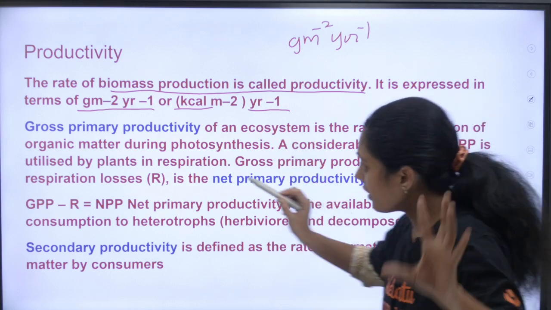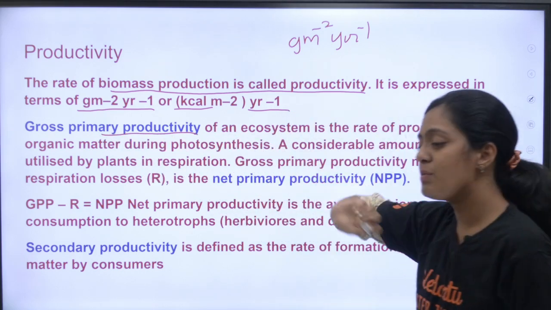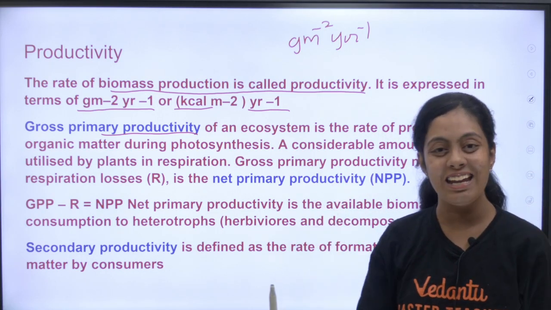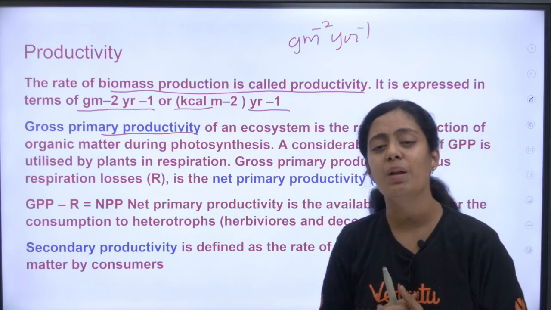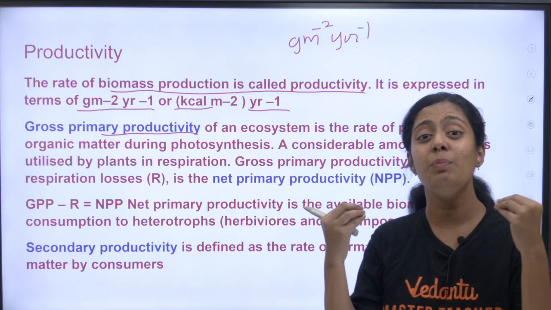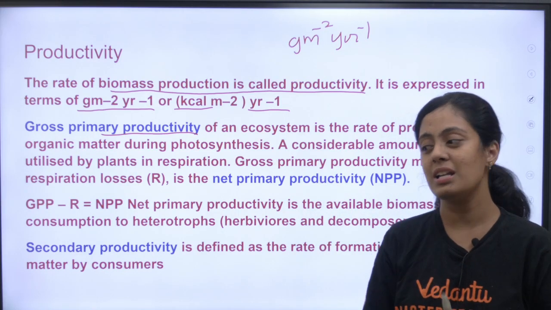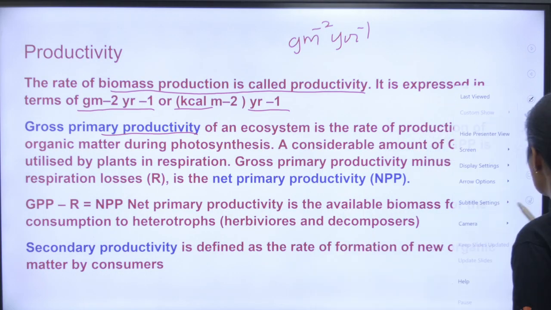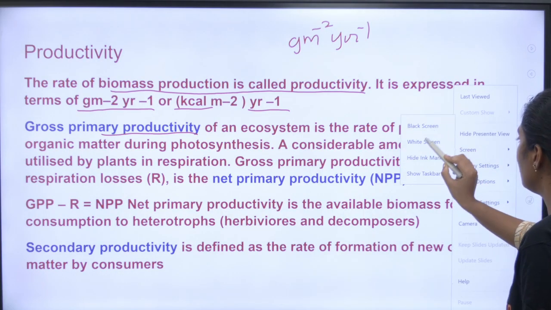Okay, now let's move on to two types of productivity. One is primary productivity, the other is secondary productivity. What is this primary productivity, pasangla? It is the productivity of the plants, of the producers. That is what we call primary productivity. They are divided into, okay, to put it simply, I will use a screen.